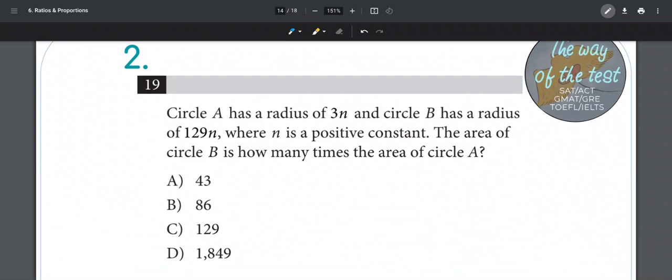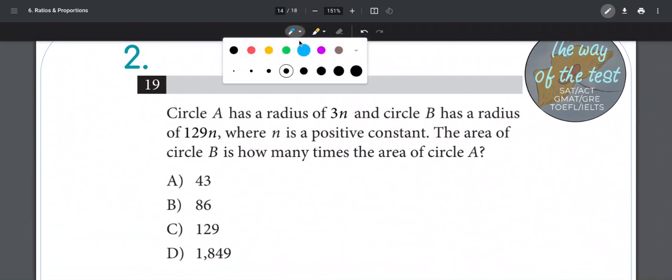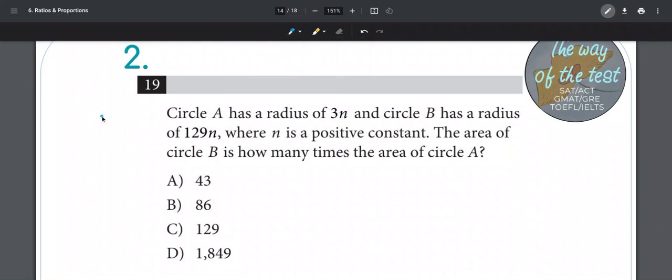Okay, pause the video, solve this question, write down your answer. And this is the variation question. This is from the digital SAT. Okay, circle A has a radius of 3n and circle B has a radius of 129n. When n is a positive constant, the area of circle B is how many times, so we need the proportion, the area of circle A.